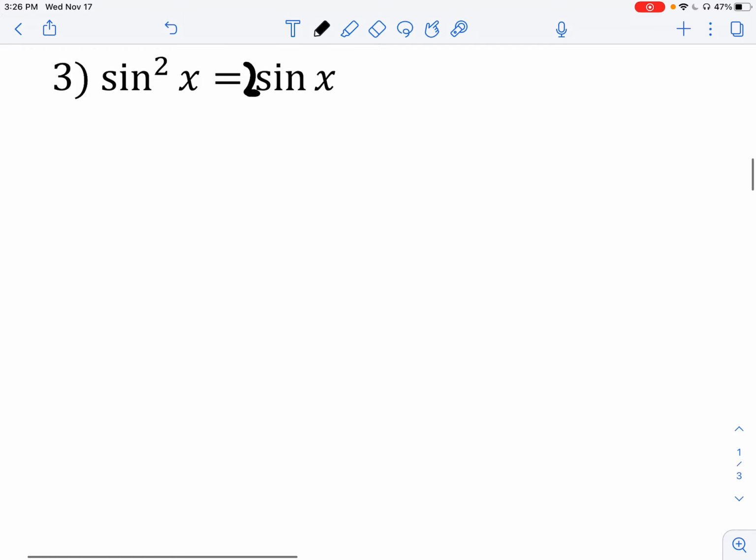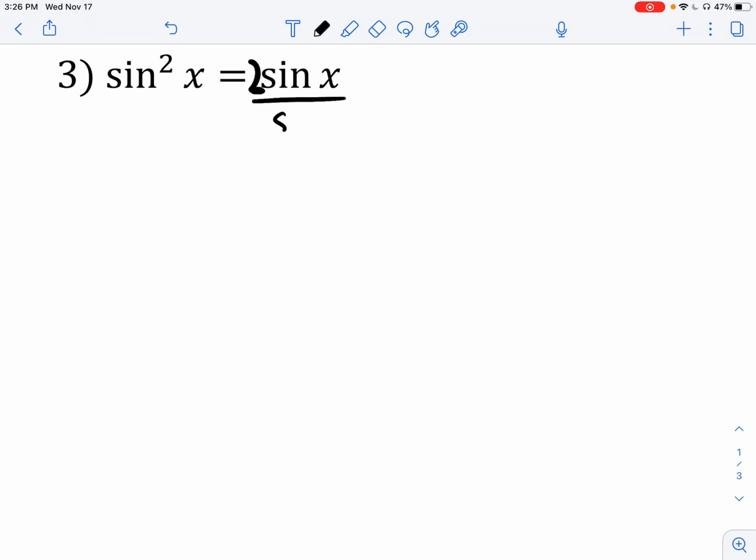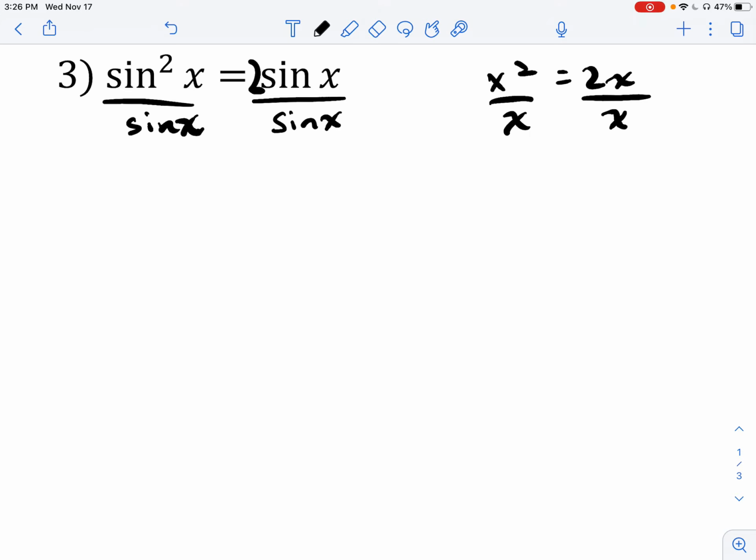One thing that you would not want to do is to actually divide both sides by sine of x. What we're doing here, if we do something like this, is we're actually eliminating one set of solutions, in the same way that if we had x squared is equal to 2x, it would be ill-advised for us to go ahead and divide both sides by x. So we're not going to do that.